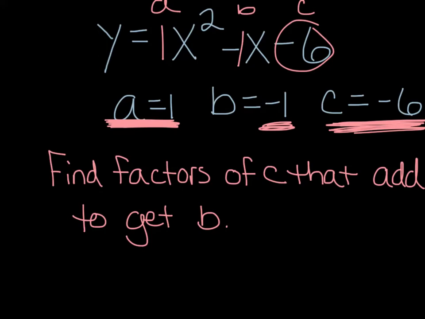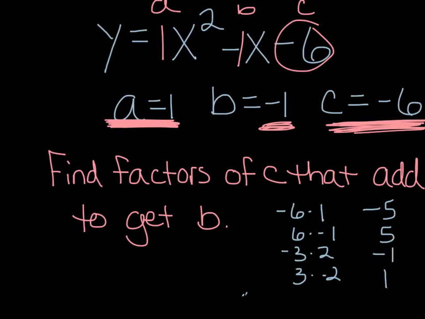So if we were to make a factored list, you can either do this in your head or you can do this on paper. But it would be negative 6 times 1 or positive 6 times negative 1. We would have negative 3 times 2, or positive 3 times negative 2. And that's it. So if we were to add these up, negative 6 plus 1 is negative 5. 6 minus 1 is positive 5. Negative 3 plus 2 is negative 1, and 3 minus 2 is positive 1. We want this to add up to negative 1. So we want to use this set right here. So we want to use negative 3 and positive 2.